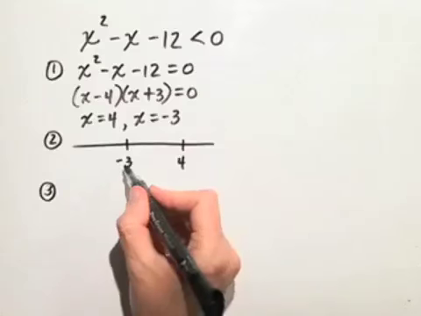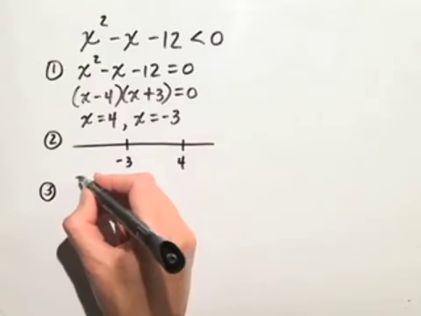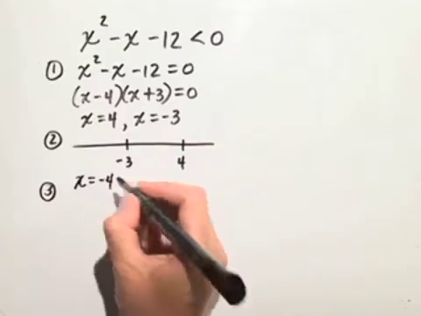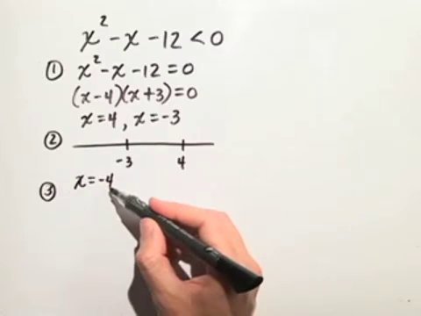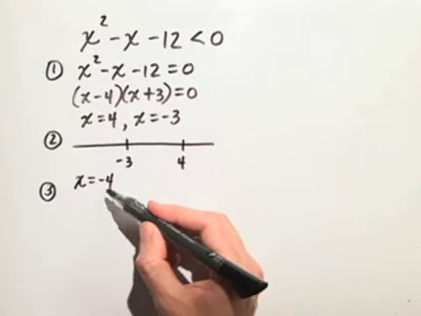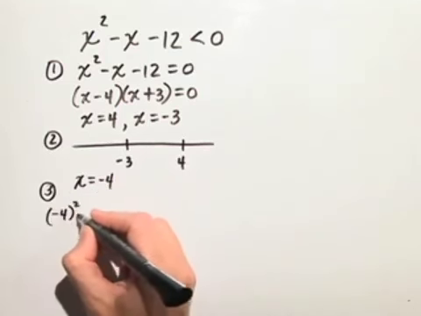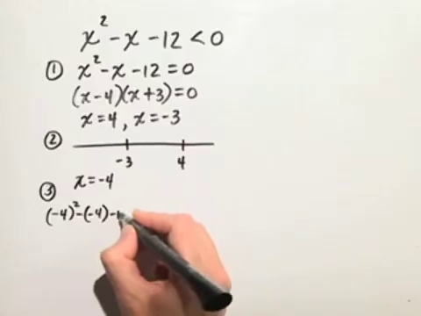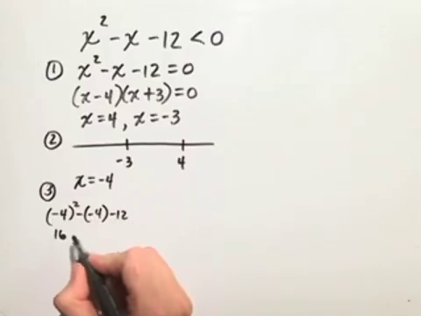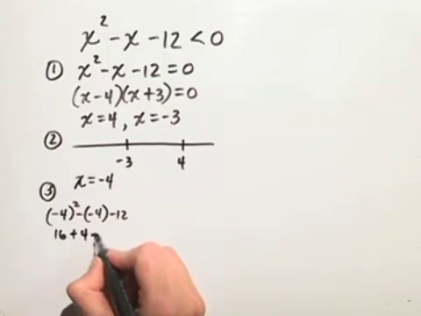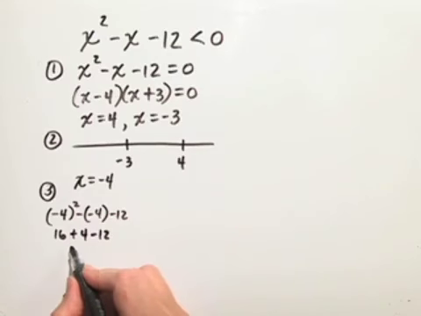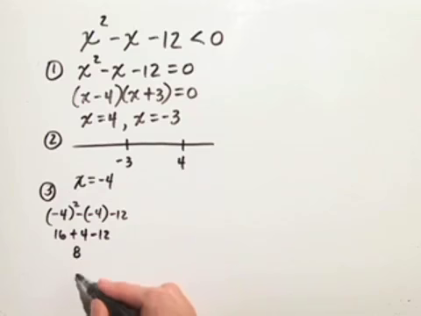Let's choose a value to the left of negative 3. Let's say let x equal negative 4. Let's actually substitute it into the quadratic function. If we substitute negative 4 in, we get negative 4 squared minus negative 4 minus 12, which gives us 16 plus 4 minus 12, which is certainly a positive number. It's 8, so it's positive here. That means if we were to graph this function, it would lie above the x-axis in this interval.